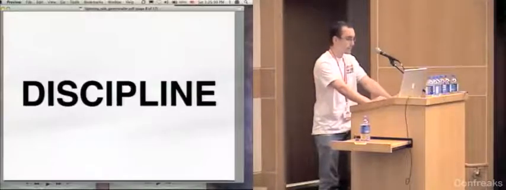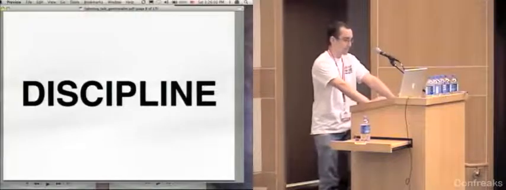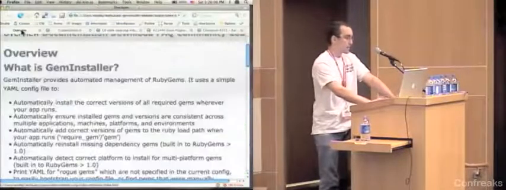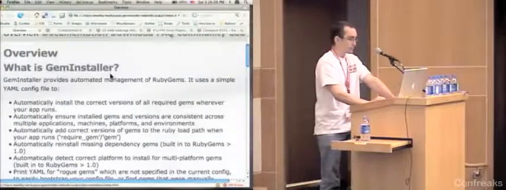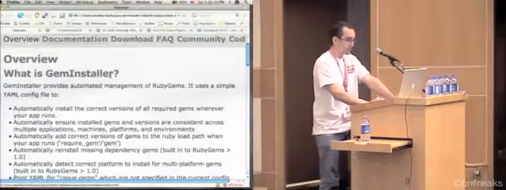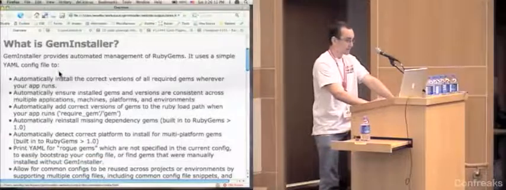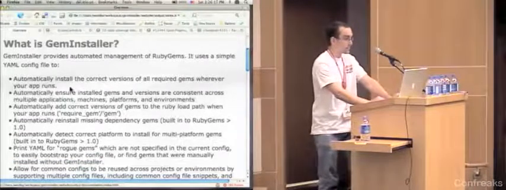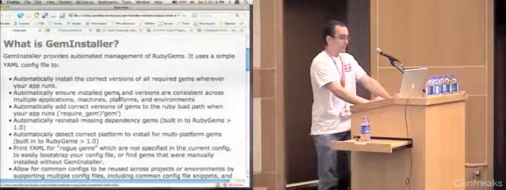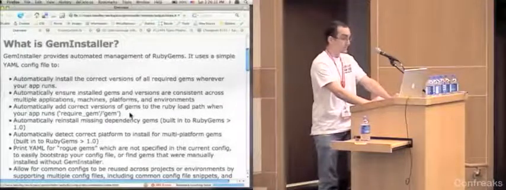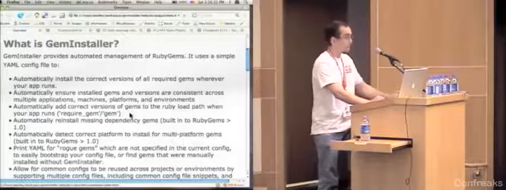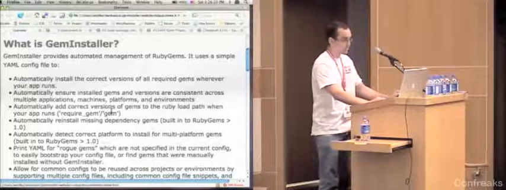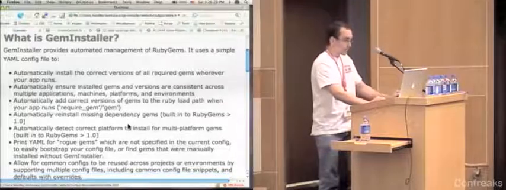Looks like this. So it's really all about discipline. I'm sure all these screens will be sized wrong too. So this is the gem installer homepage. I've spent some time writing some nice documentation, but basically it automatically installs all the correct versions of whatever you need, wherever your app runs, across multiple applications, machines, platforms, environments, and also makes sure that all of those versions you specify are on your load path by either the old require_gem or gem command.